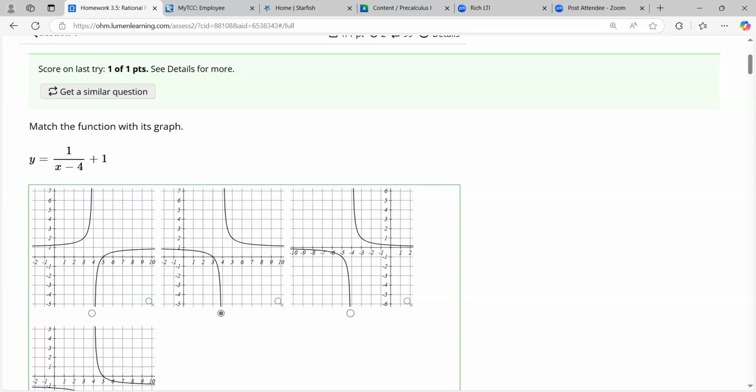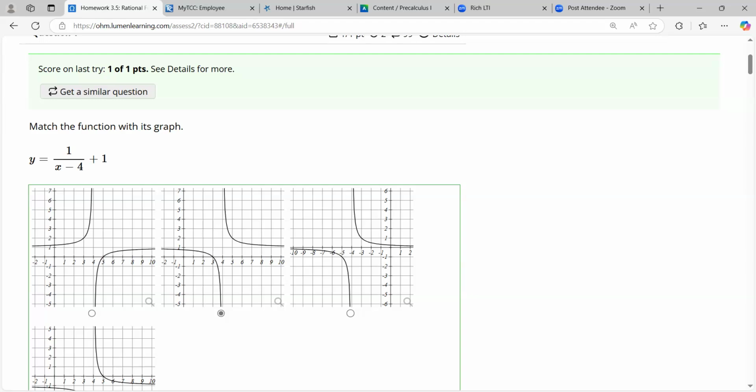Imagine you have the mother function of the reciprocal function. You have the graph of the reciprocal function, and you subtract 4 from x. How would that change the graph? And then you add 1 to the whole function, to the y. The first step, the transformation happens to x. The second step, the transformation happens to y.